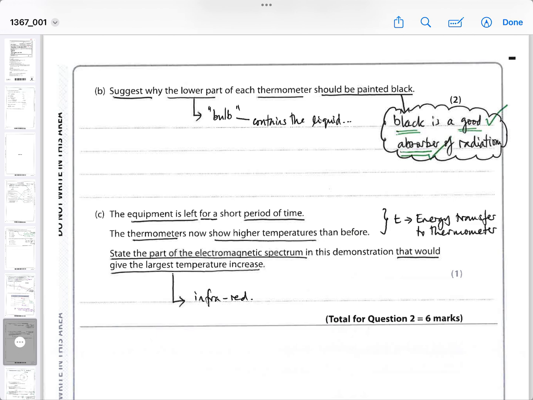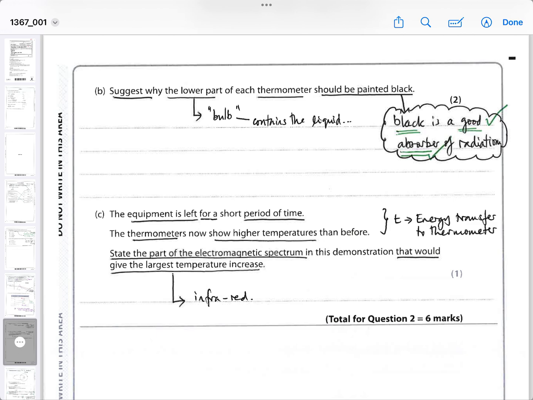Okay, so C says the equipment is left for a short period of time. The thermometers now show higher temperatures than before. They will all gain some increase in temperature, because time creates the energy transfer to the thermometer from all of the different parts of the spectrum.